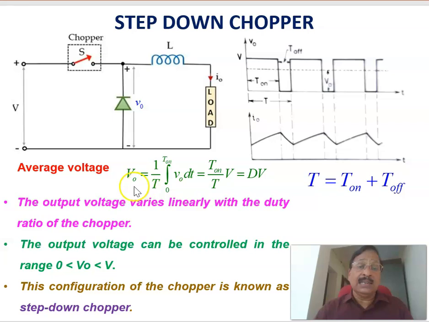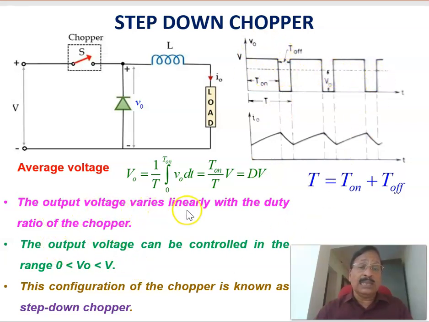Therefore, the average voltage equals the integral from 0 to T of V0 dt, divided by the time period T, that is 1 by T, so we get T on by T into V, or duty ratio D into V. Therefore, the average output voltage is given by the duty ratio D, which is equal to the on period divided by the total time period. T on divided by T is called the duty ratio. That into the input voltage is the average output voltage.